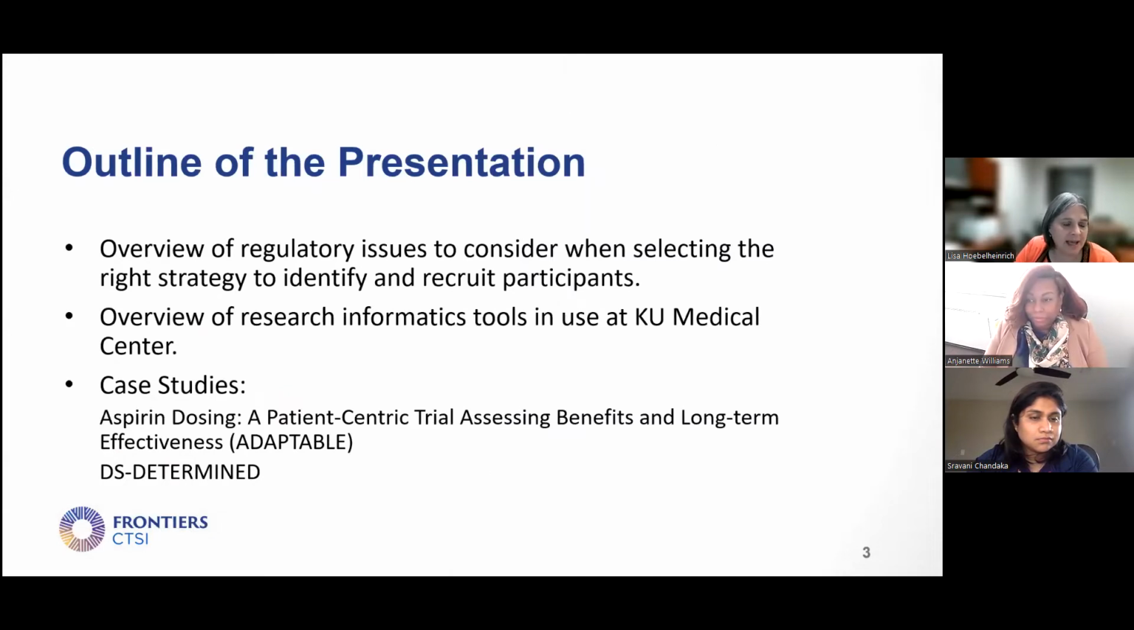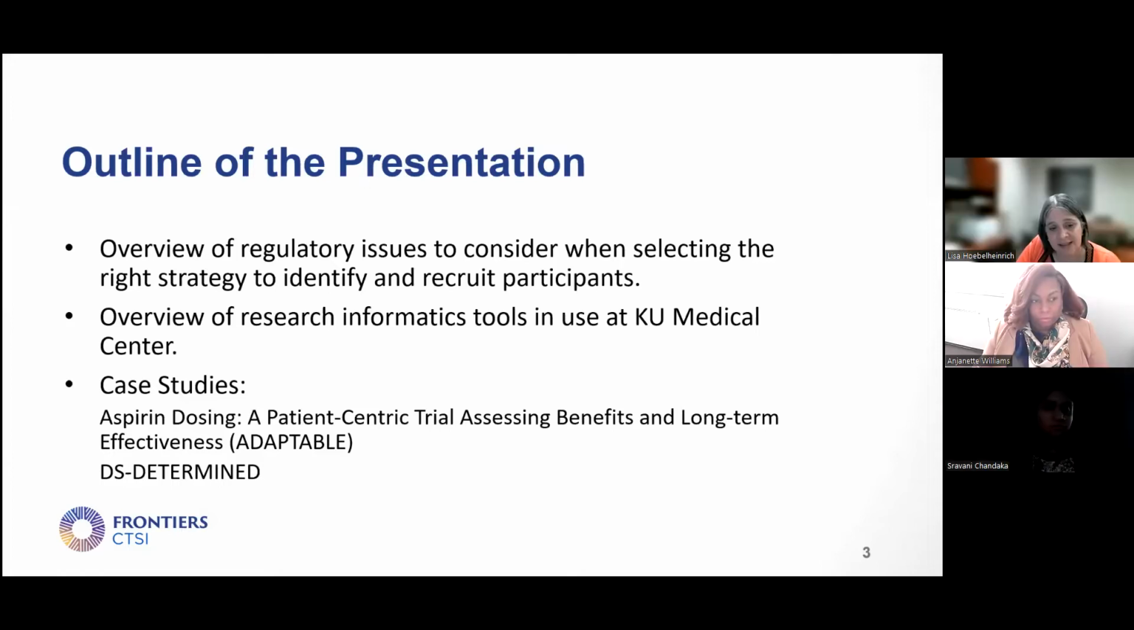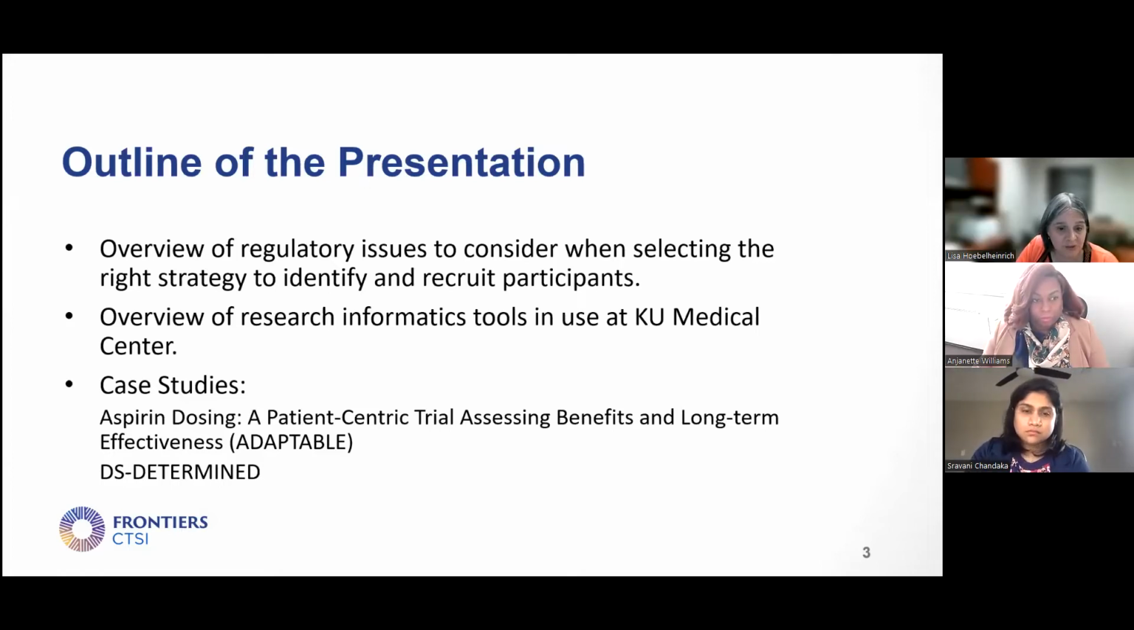What we'd like to cover today is an overview of regulatory issues that should be considered when selecting the right strategy, or regulations that shape particular strategies when we're looking to identify and recruit participants into research studies. Then Anjanette's going to jump in with an overview of research informatics tools in use at KU Medical Center. And then Shravani's going to end the presentation by sharing some case studies that she's been involved with utilizing these tools that we're going to discuss today.